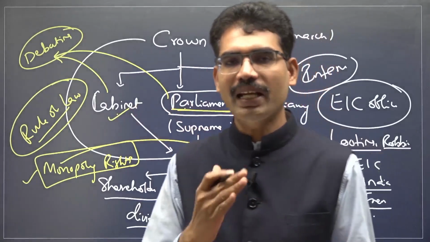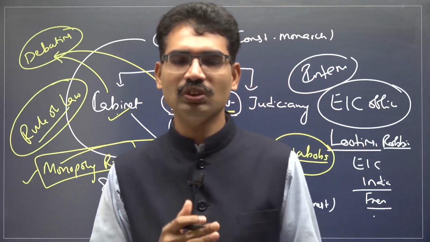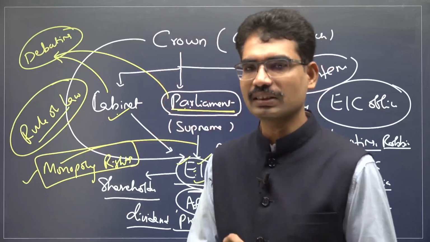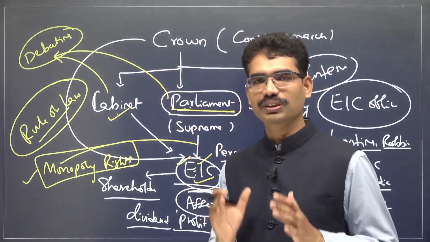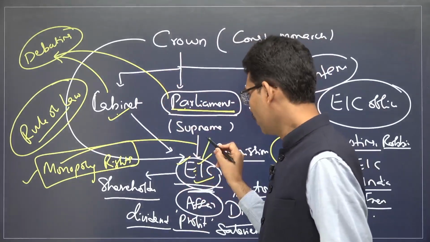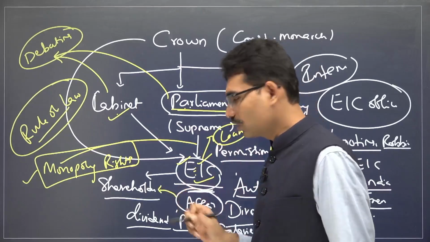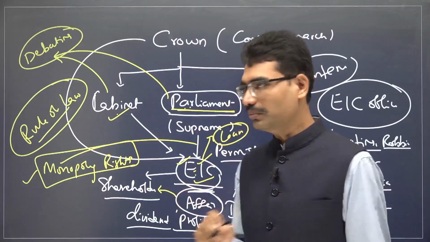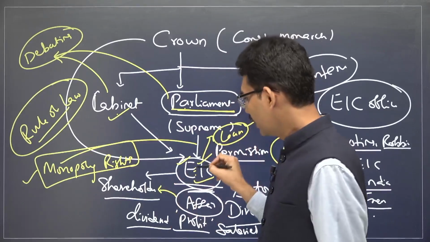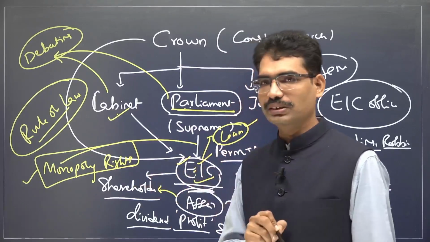The Cabinet and Parliament took this as an advantage to interfere in the East India Company, because the Company itself was giving them the opportunity, saying: we want a loan. We are not able to pay our shareholders their dividend on time. You give us a loan, then we will honor our commitments.